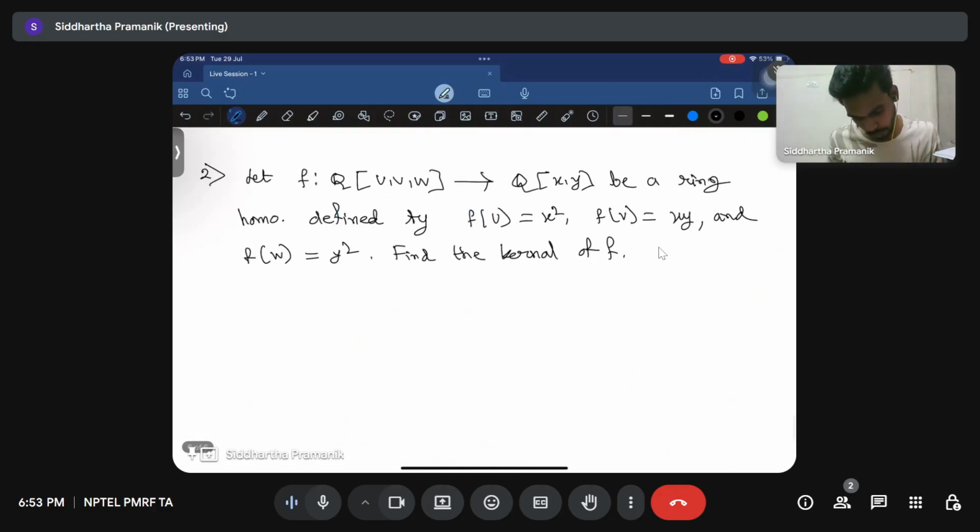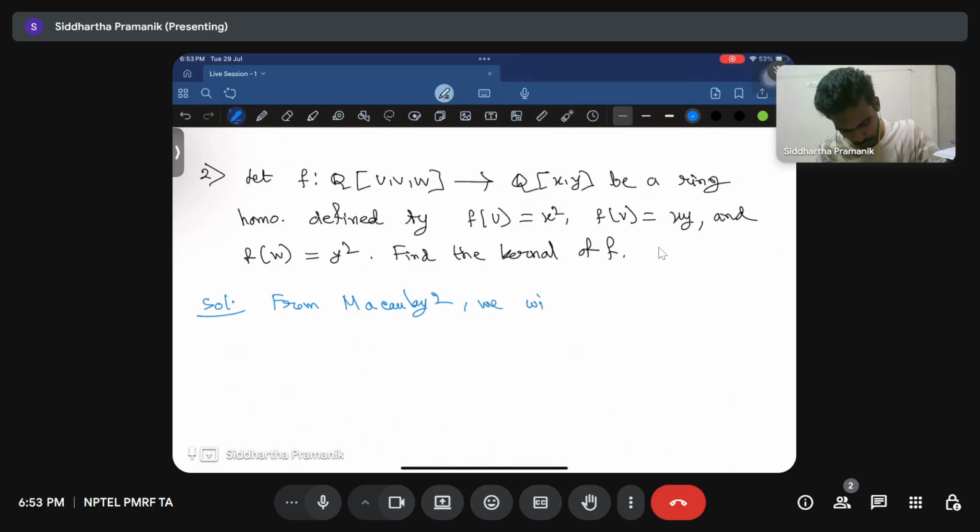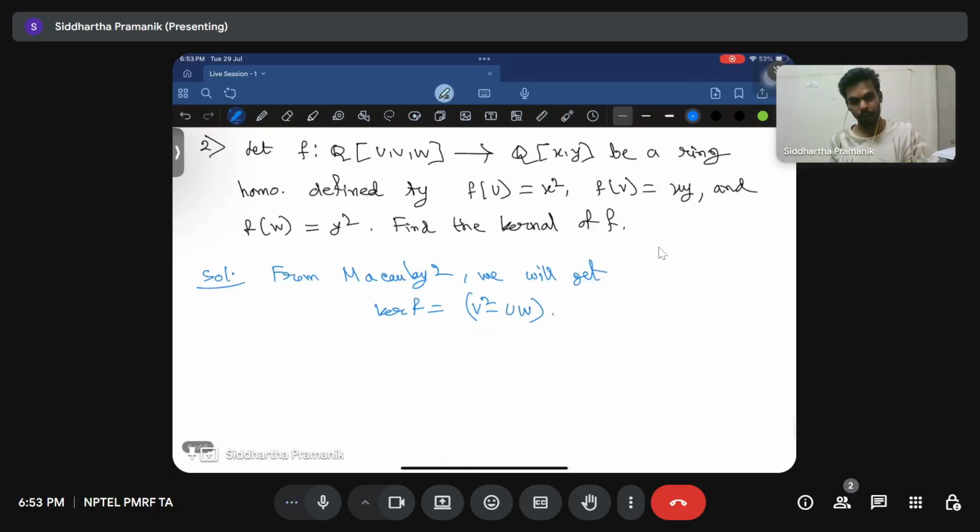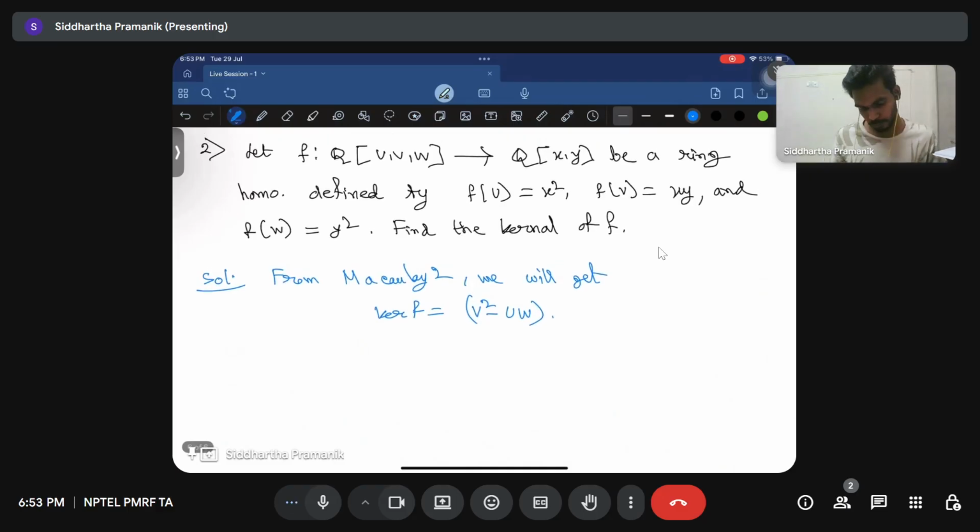So this is a problem from the practice problems given in the course page. So let's try to do it. If you use Macaulay 2, then you will get the kernel of f is the ideal generated by v square minus uw. Okay, so let's prove this by hand.